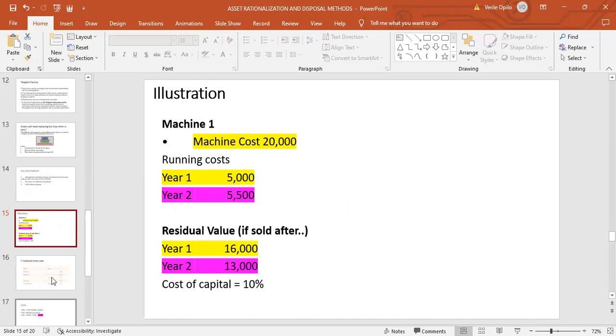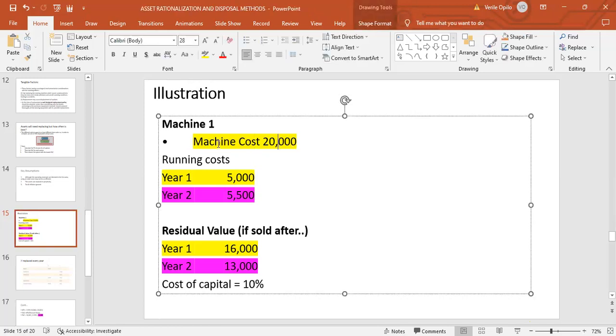A company has a machine. The machine cost the business a total of 20,000 Kenya shillings. Today the machine costs 20,000 Kenya shillings. This machine can be used for 2 years, and for those 2 years, there are going to be some running costs, being the cost of operating the machine. In the first year, the operating cost will be 5,000. The second year, the operating cost will be 5,500.